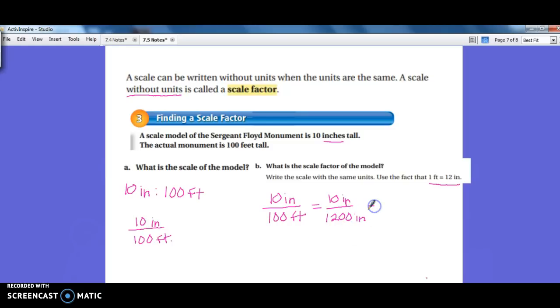Now we can simplify this, right? One trick is you can always get rid of the zeros on the top and the bottom. Now I don't need the units anymore either, so let's go ahead and cross out the units. Because they're the same, you can cancel them out. So now we're left with 1 to 120. So the scale factor, which is always a ratio that has no units, but the units must be the same in order for you to get rid of the units, is simply going to be 1 to 120.